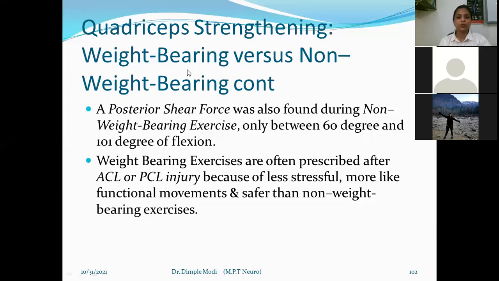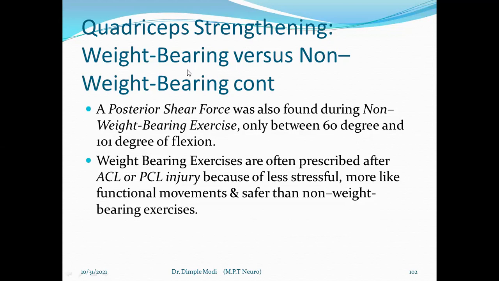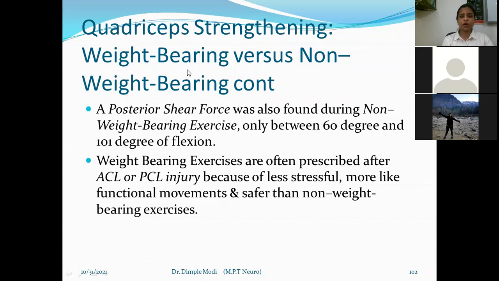Quadriceps strengthening, weight bearing versus non-weight bearing. So when we have to give quadriceps strengthening, how do we choose between weight bearing and non-weight bearing? A posterior shear force was also found during non-weight bearing exercise, only between 60 degrees and 101 degrees of flexion. Weight bearing exercises are often prescribed after PCL and ACL injury because they are less stressful, more like functional movements, and are safer than non-weight bearing exercise.